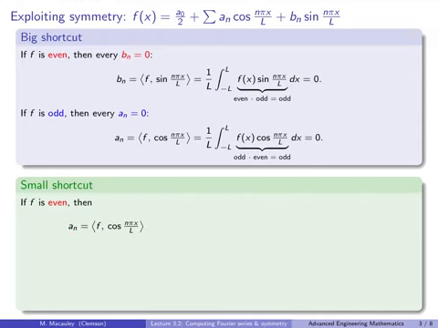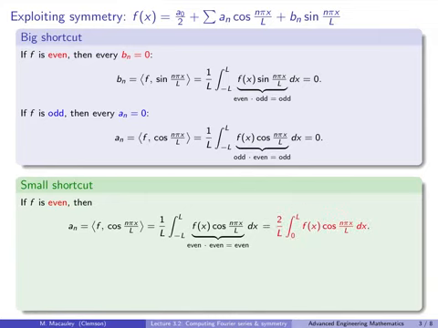So once again, an is the inner product of f with the cosine term, which is 1 over L times the integral from negative L to L of f times the cosine term. And now we have an even function times an even function, which is even. So if we integrate an even function from negative L to L, that's the same as integrating from 0 to L and multiplying by 2.